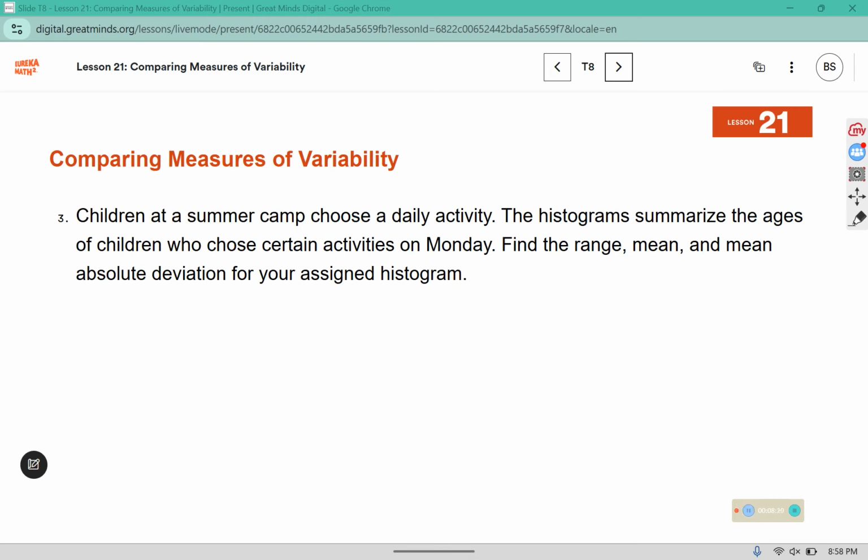Number 3 in your workbook says, children at a summer camp choose a daily activity. The histograms summarize the ages of children who choose certain activities on Monday. Find the range, mean, and mean absolute deviation for your assigned histogram.